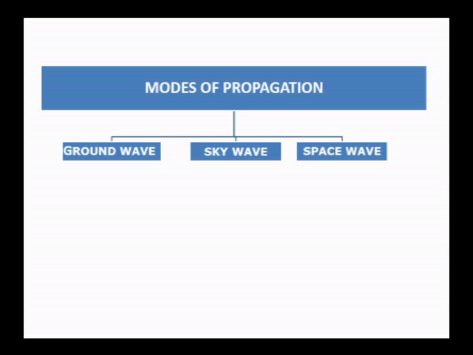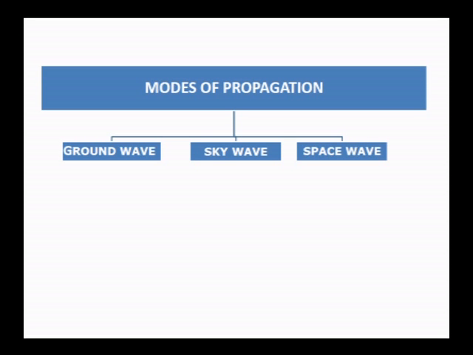Modes of propagation. If you want to send waves, in what ways are you going to send them? One is ground wave or surface wave propagation. Usually we go for low frequency signals, maybe up to some 2 megahertz, for ground wave propagation. Otherwise, the higher the frequency, the greater will be the attenuation.